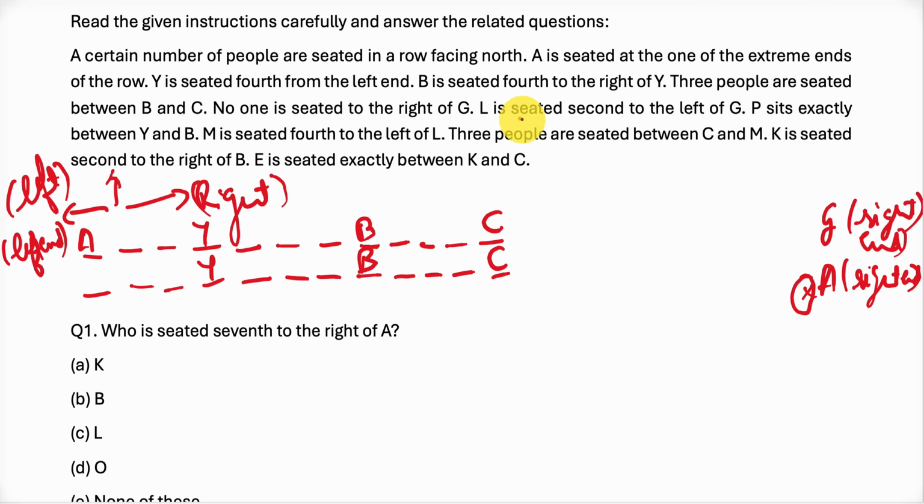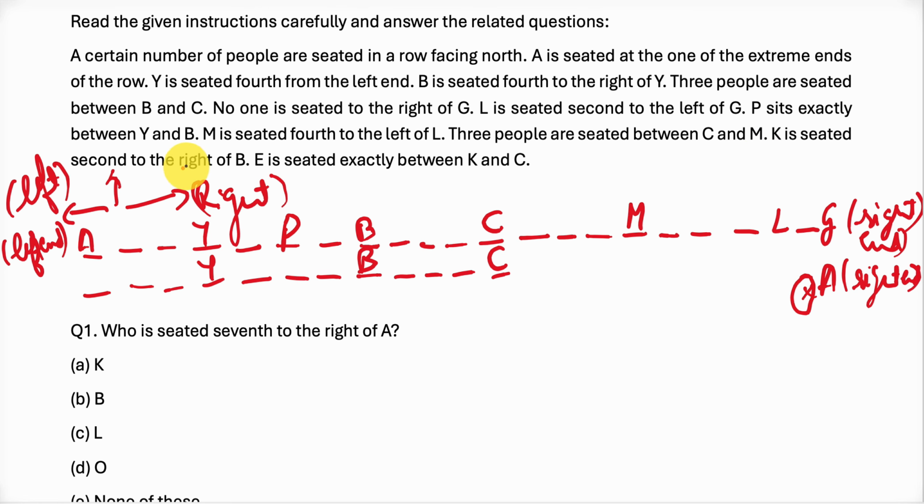Next it says L is seated second to the left of G. Therefore, we can place L accordingly. And P sits exactly between Y and B. So P will sit here. M is seated fourth to the left of L, and there are 3 people between C and M. So we'll place M fourth to the left of L, and there are 3 people between C and M.